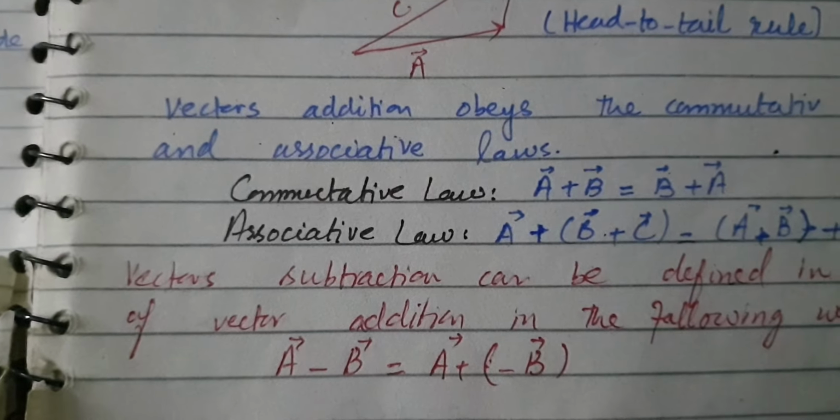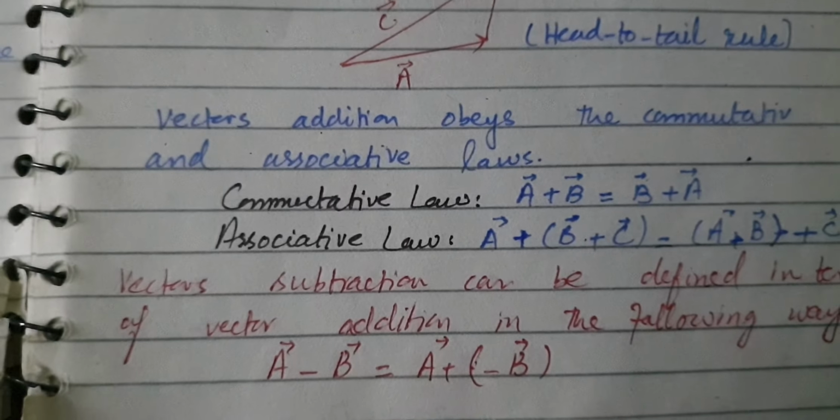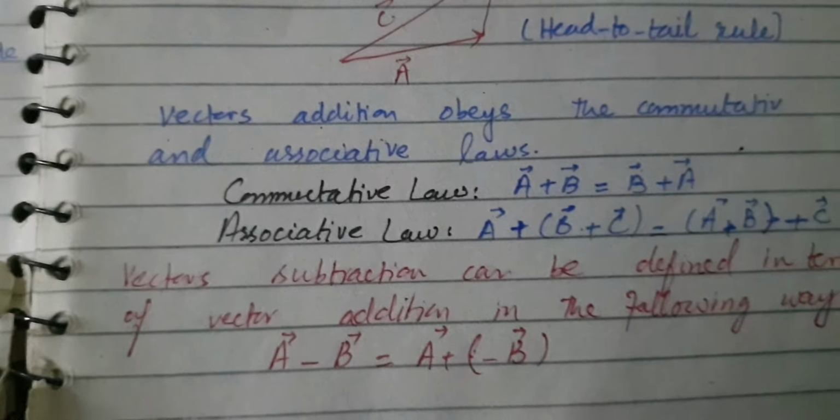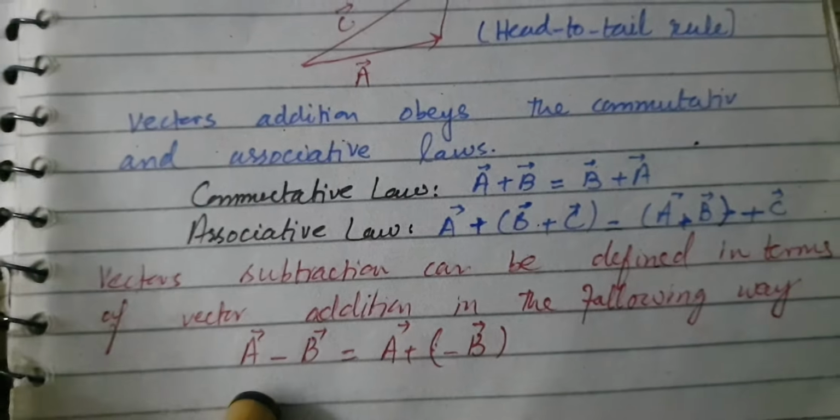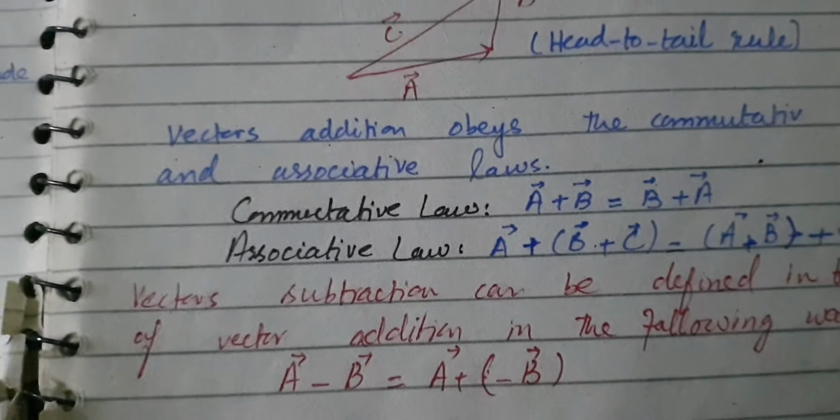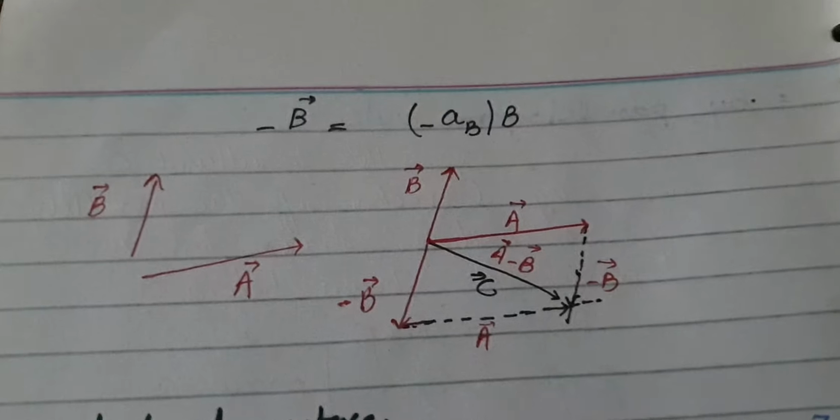but the difference is we need to reverse the direction of one vector and then we can add the positive of one vector into the negative of another vector. So A minus B is actually equal to A plus negative of B. So let's do an example of A minus B.